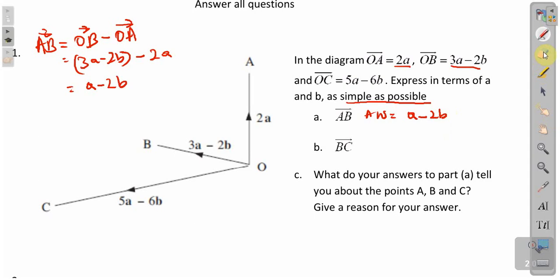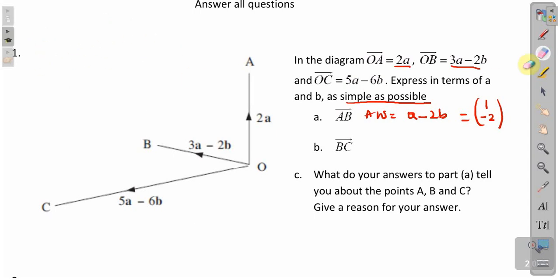Okay, and if the question were to ask you to write the answer in column vector form, this is the same thing as (1, negative 2). That's if the question were to ask, write the answer in column vector form. That would be your answer. Now let us go ahead and do vector BC. Okay, so part B, find vector BC.